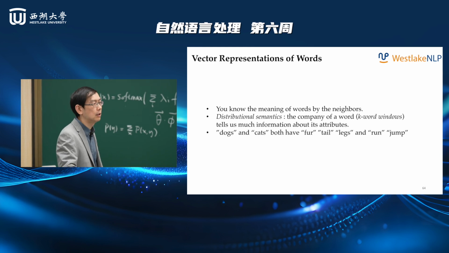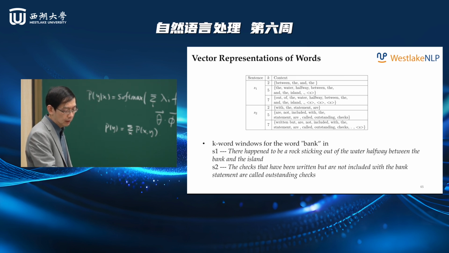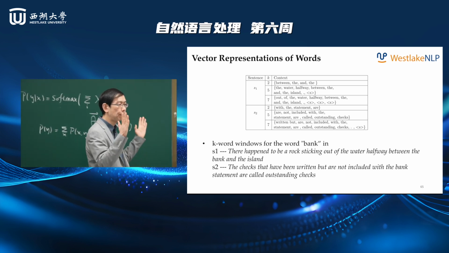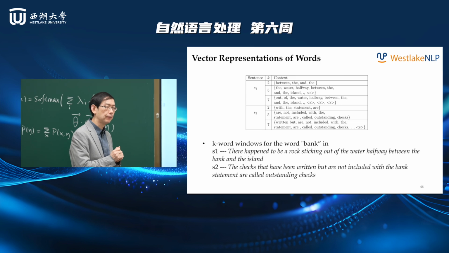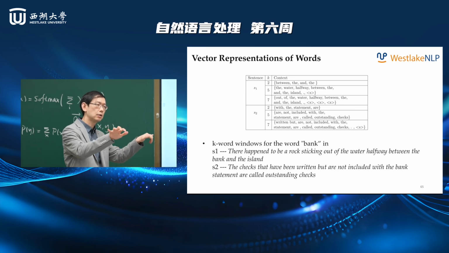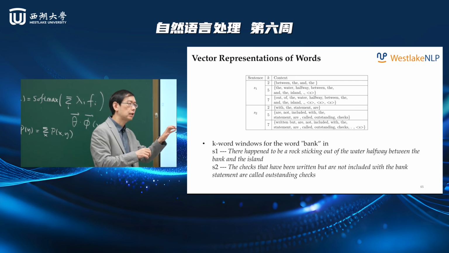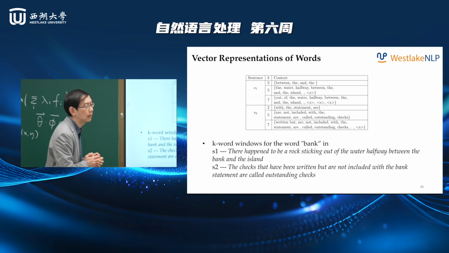So can we use the distributional hypothesis to represent words? All right, so this is the idea. Whenever I have a word and a corpus, I can define a k-word window. Maybe I look at k words on its left and k words on its right. I have a k-word window around this word. I can do that, right?